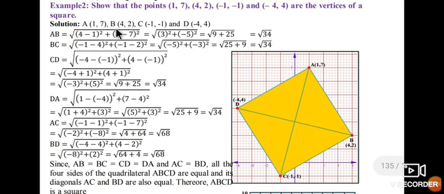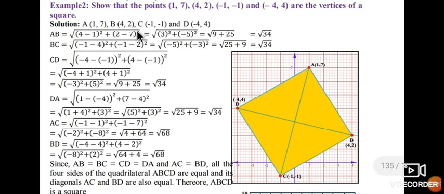Now we can find BC similarly. BC is equal to the square root of (x1 minus x2) whole square plus (y1 minus y2) whole square, that is 1 minus 1 minus 4 whole square plus minus 1 minus 2 whole square, that is minus 5 whole square plus 1 minus 1, that is minus 3 whole square. 5 square is 25, 3 square is 9, that is 25 plus 9, which is square root of 34.